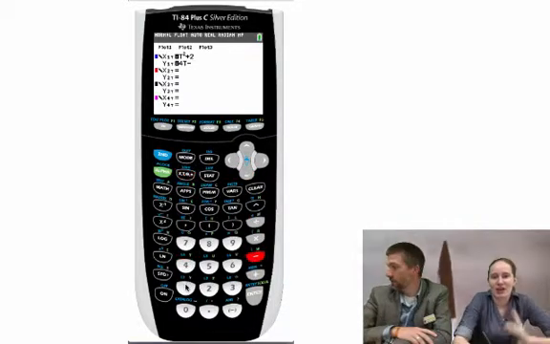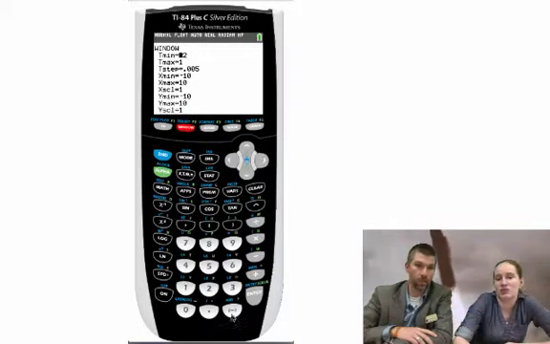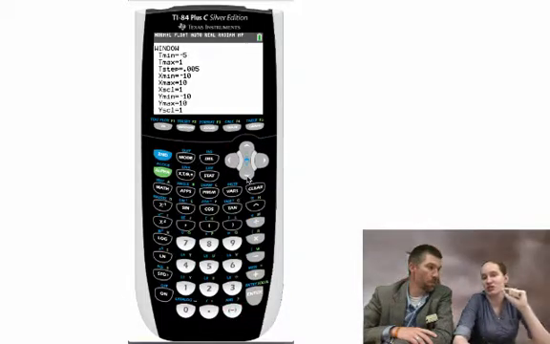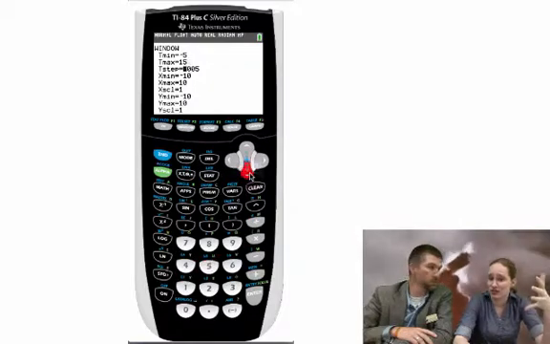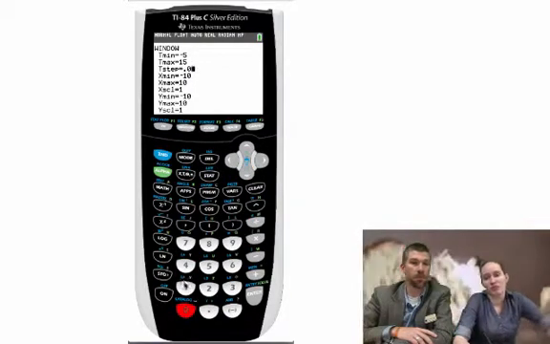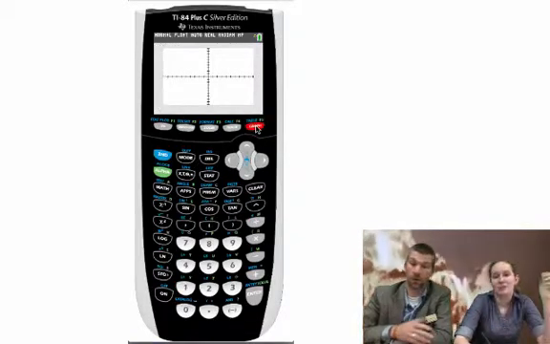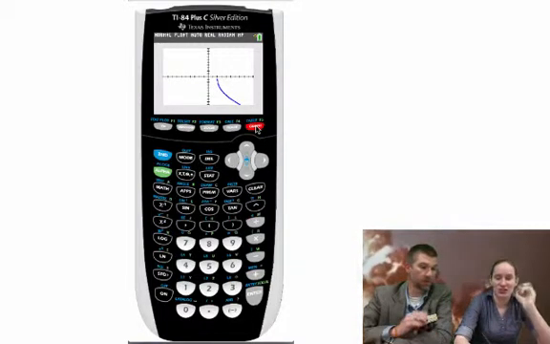A couple of nice tips, again for the 83 and 84s. If you press clear draw when a graph is up, which is under the draw menu, it will redraw the graph. Since we're looking at pathways, that can be helpful. And if you're in the middle of something graphing, if you press enter, it will pause it. Press enter again and it'll restart.